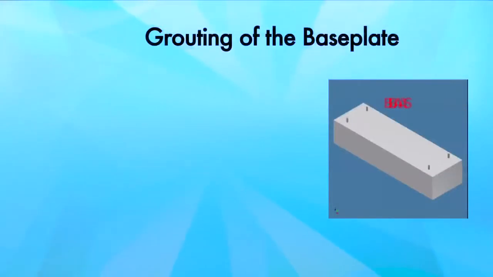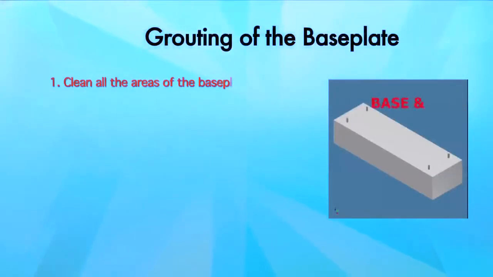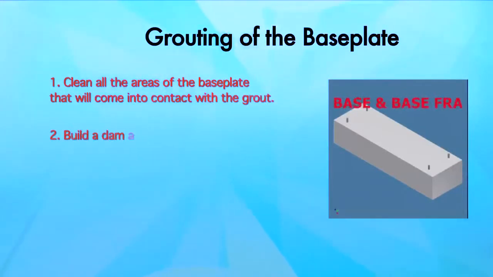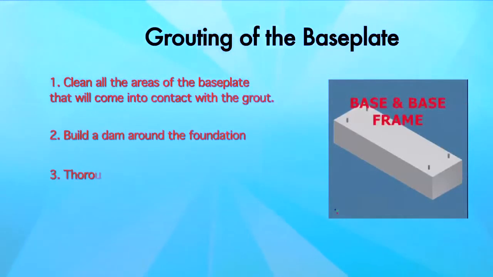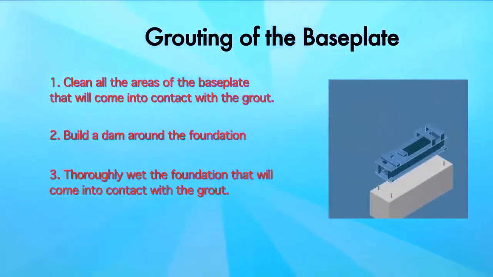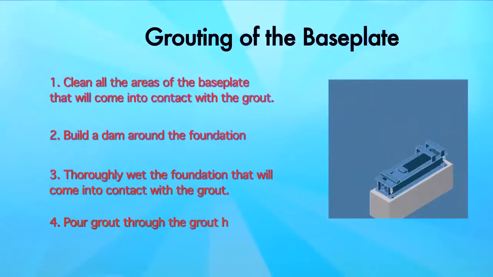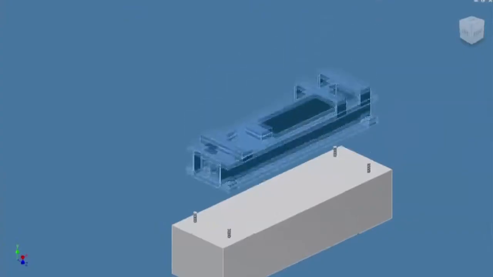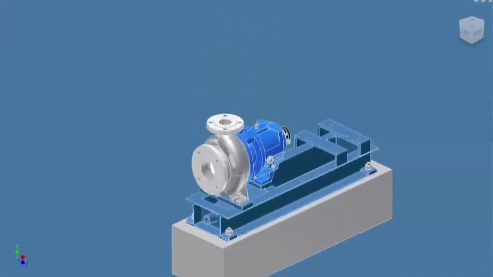Grouting of the base plate. Step 1. Clean all the areas of the base plate that will come into contact with the grout. Step 2. Build a dam around the foundation. Step 3. Thoroughly wet the foundation that will come into contact with the grout. Step 4. Pour grout through the grout hole into the base plate up to the level of the dam. Next, place the pump with motor on the base frame.